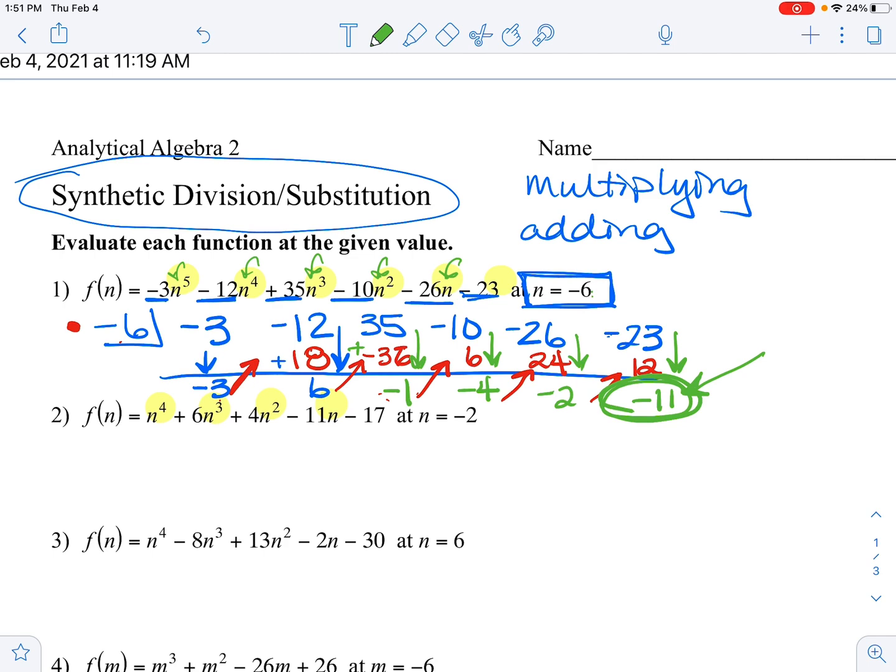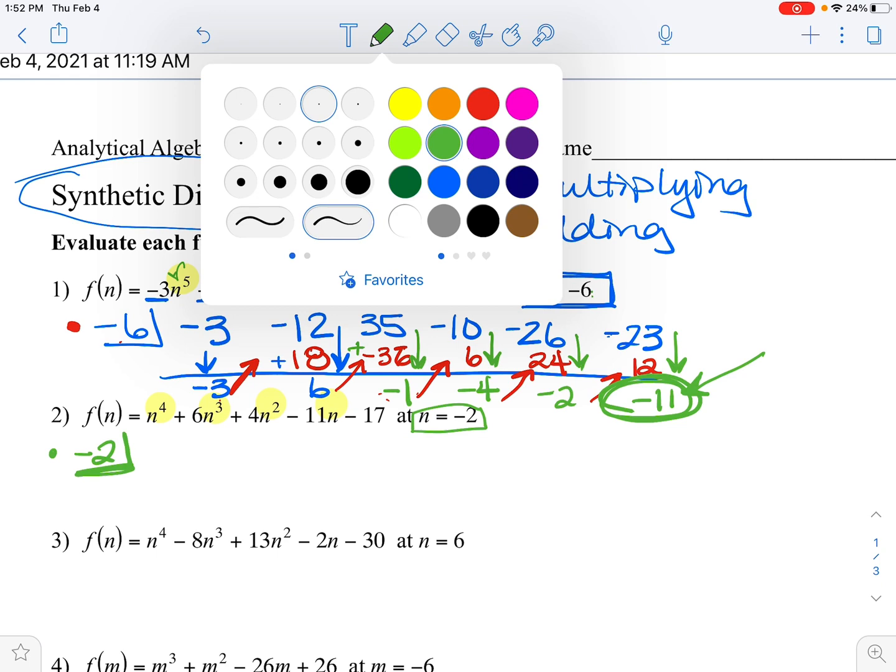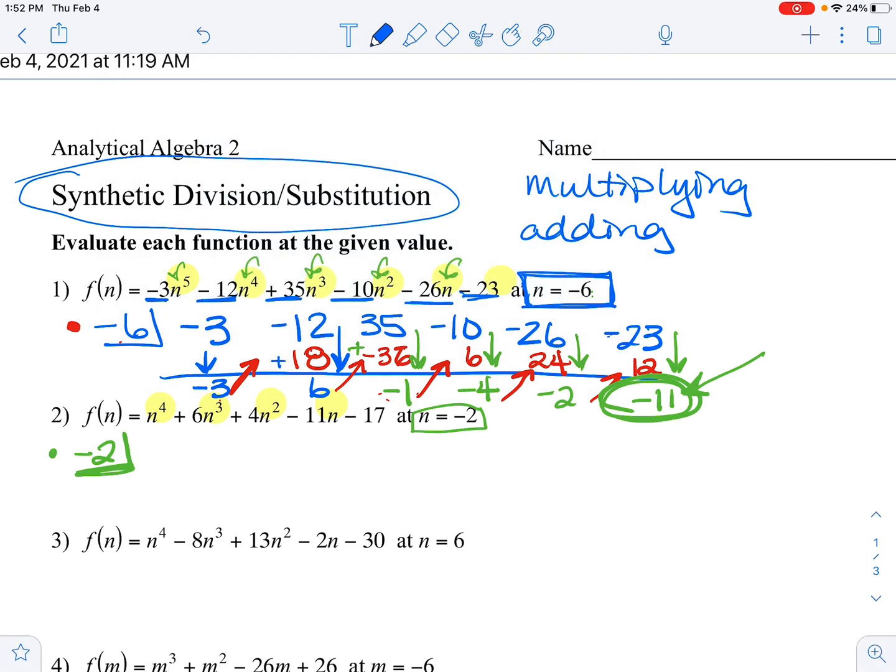Okay, let's do it again. So remember, -2 goes in the box outside. And you're always going to multiply everything times -2. Remember, your terms are always in front. Well, there's nothing in front. You're not going to put a 0. That's a 1. There's technically a 1 there. So we have 1, 6, 4, negative 11, negative 17.